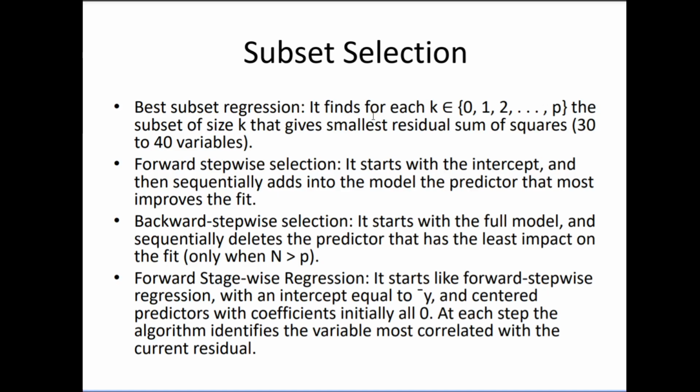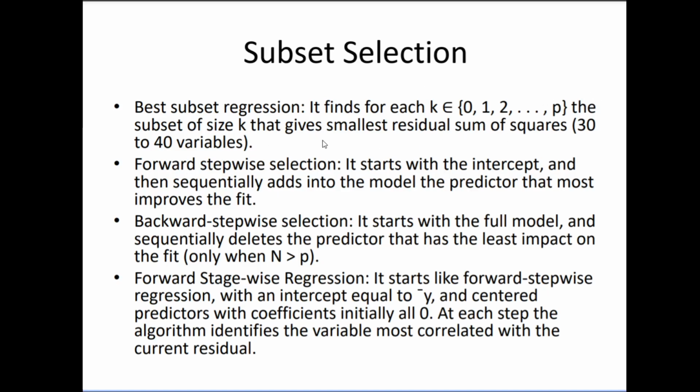But this has a problem. It is only tractable if you have 30 to 40 variables, because it will be calculating so much. It will be trying each subset, so 2 to the power p. Going through all those subsets is going to be a problem. That is why you can only easily handle 30 to 40 variables in this.